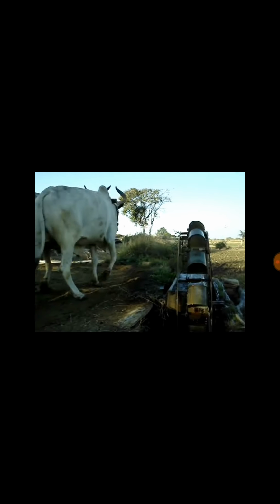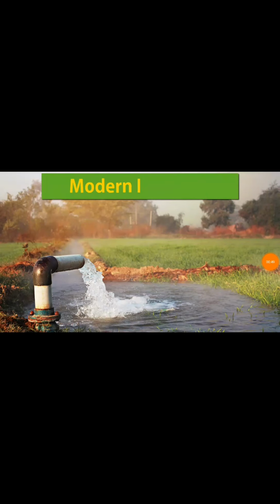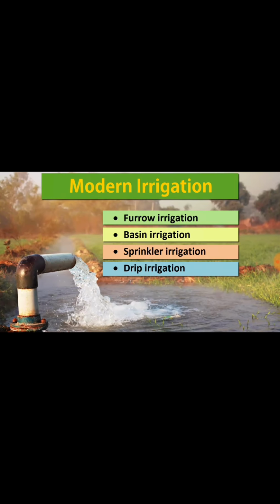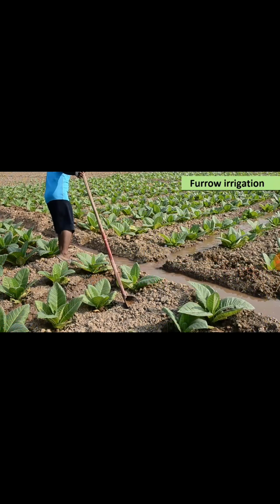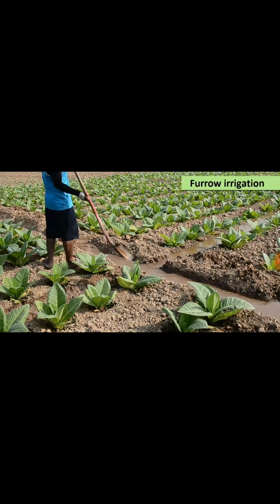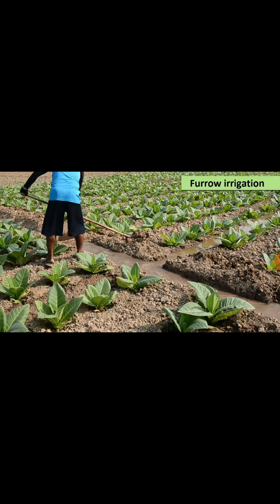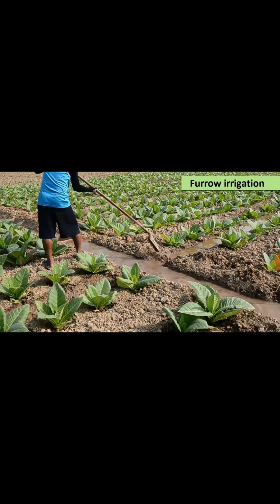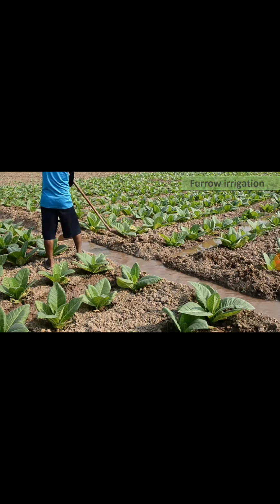So these days we are using modern methods of irrigation. These are modern methods of irrigation. Let us learn about them one by one. First one, it's furrow irrigation. Water is allowed to enter the field through channels and furrows that are made between two rows of crops, such as tomatoes, leafy vegetables, grapes. This method is used for these crops.